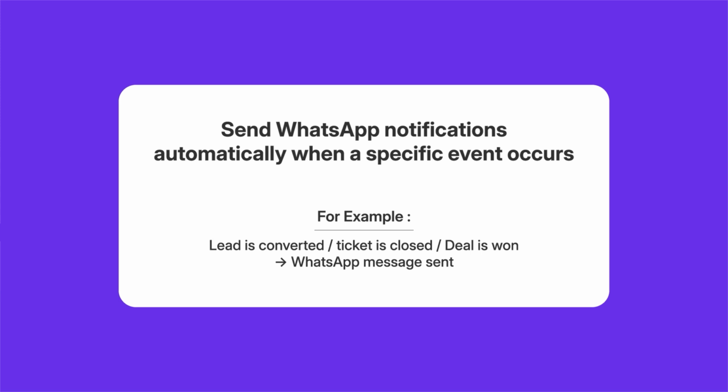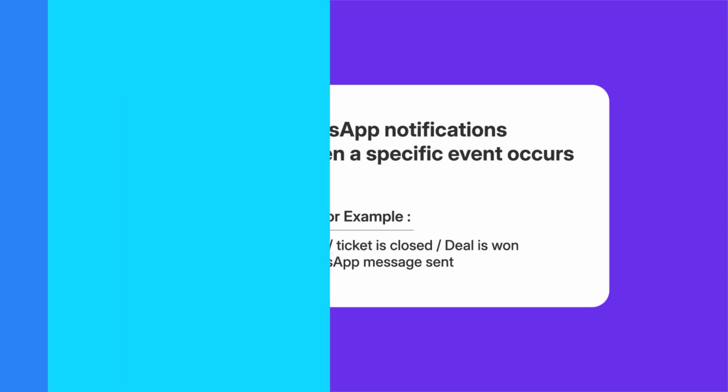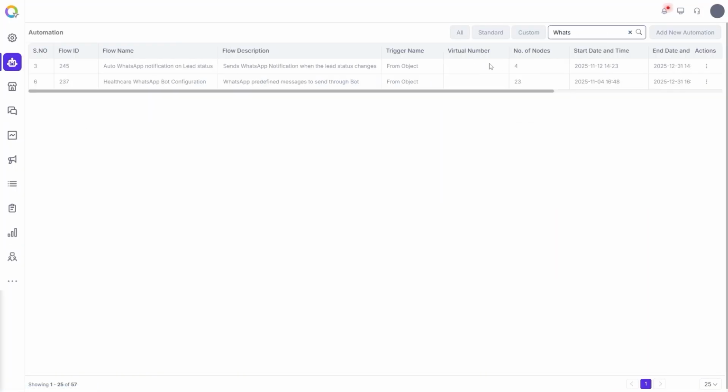In today's example, I'll walk you through how to send an automatic WhatsApp notification to a sales manager whenever a lead status is updated to converted. Let's open the WhatsApp notification workflow so I can explain how it's built.